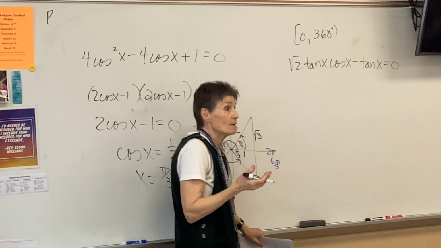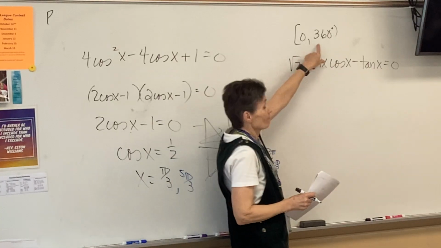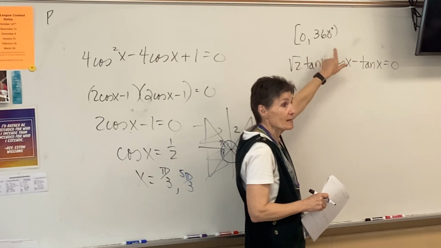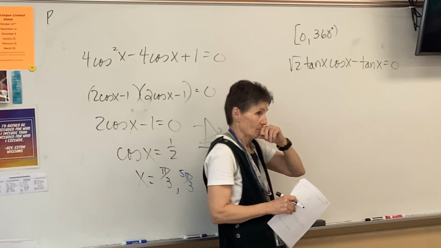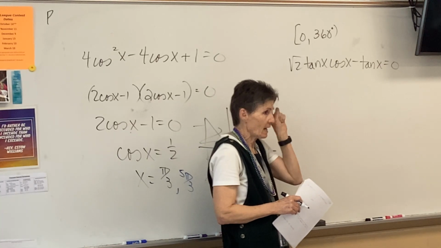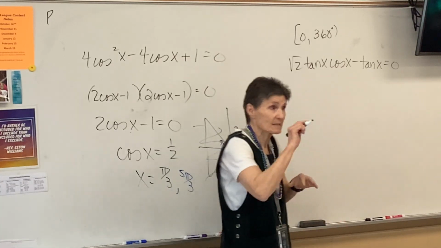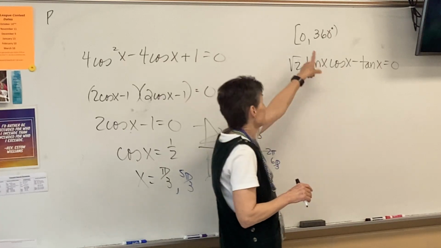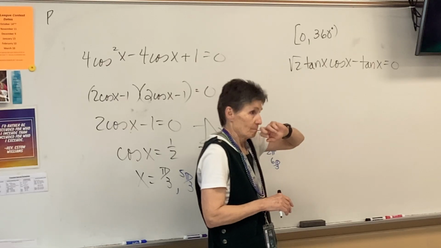Yeah. So how do you know when you have to go all the way around? This tells me that all of my answers have to be between 0 and 360. Is negative 45 in that interval? No. Now, is negative 45 exactly the same place as 315? Absolutely. But it doesn't fit the directions. Okay?